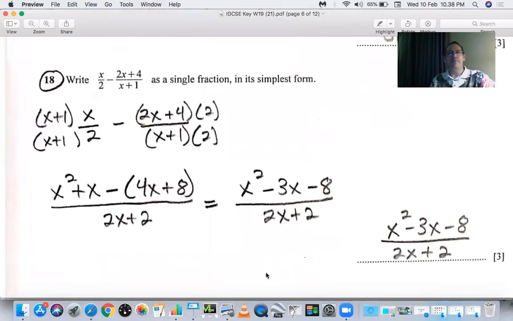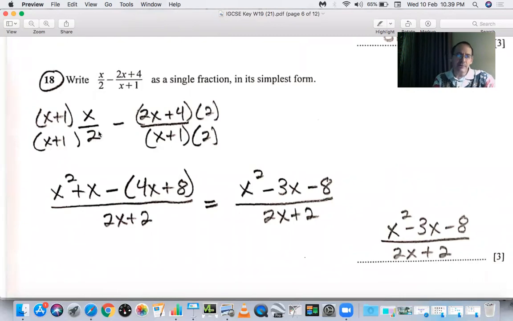Moving on, we want to come up with a common denominator to write this as a single fraction and then in simplest form. So our x over 2 needs an x plus 1 multiplied top and bottom, and then the 2x plus 4 over x plus 1 needs a factor of 2 top and bottom so that we get the common denominator of 2 times x plus 1. So for the 2 times x plus 1 on the bottom, it's just 2x plus 2. You don't actually have to multiply that out. You could leave it as 2 times x plus 1 in the denominator. I did multiply it out and get 2x plus 2.